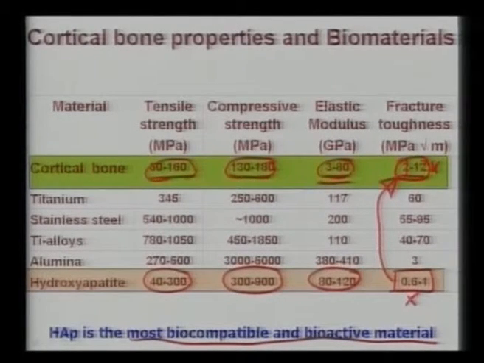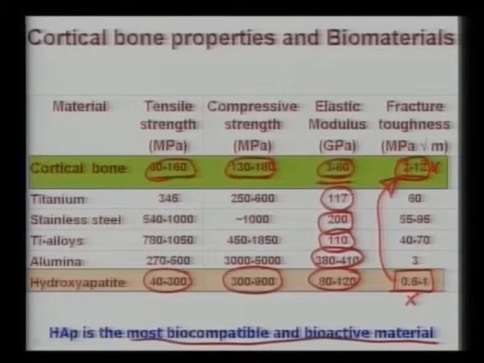Now if the elastic modulus is very high, then what will happen? The material will carry most of the load instead of the natural tissue, which will surround the synthetic material. For example, if you look at the titanium, the elastic modulus is 117, stainless steel it is 200, titanium alloys is around again 110, and alumina is very high, around 400 gigapascal. Now this magnitude of the elastic modulus clearly shows that pure titanium and pure alumina, if they are used, really overshoot the cortical bone properties.